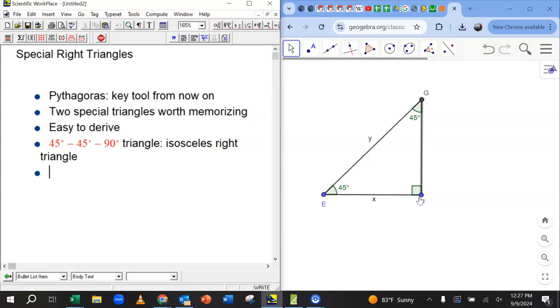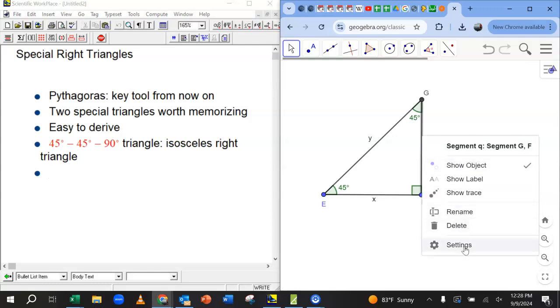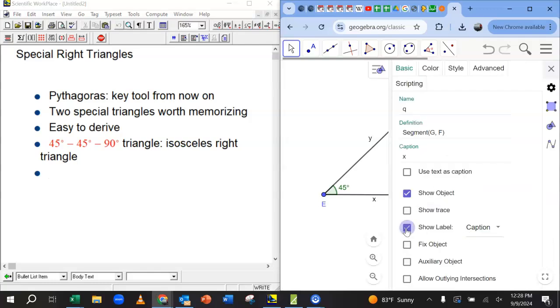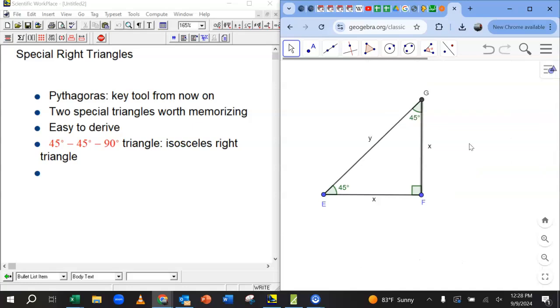So that means this side GF, we call this side X. We're going to be solving for a relationship between X and the hypotenuse, which we're going to call Y. We're going to solve for a relationship for that in a second. If EF is X and this is an isosceles triangle, then clearly FG is going to be X as well. Let me just go ahead and show that right now.